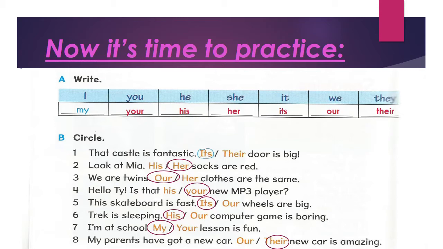Number 7, I am at school. My or your lesson is fun. The answer will be my, because I'm talking about my school, or something that belongs to me at school, which is my lesson. Okay. Number 8. My parents have got a new car. Our or their new car is amazing. The answer is going to be their, because I'm talking about the car that belongs to my parents.